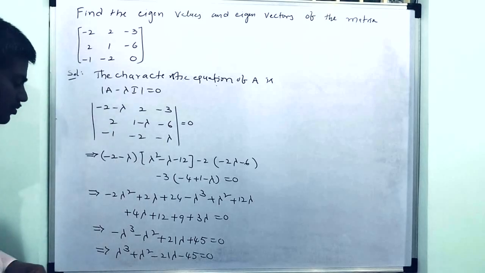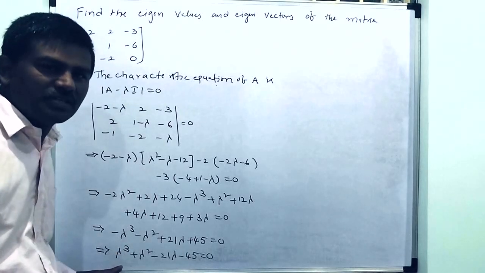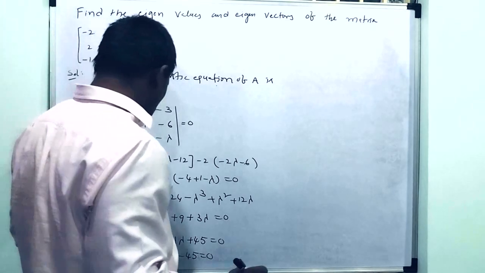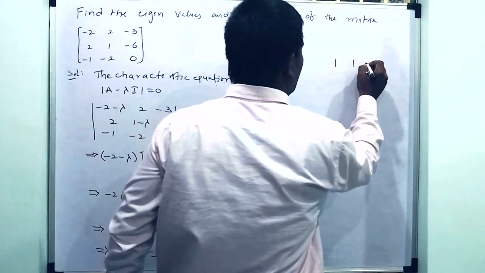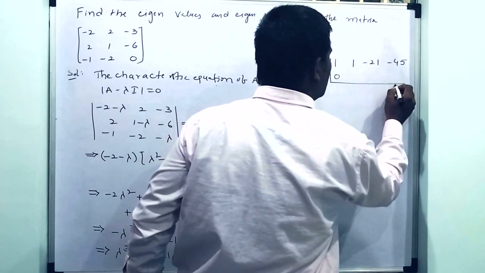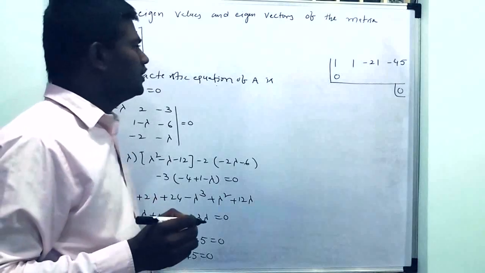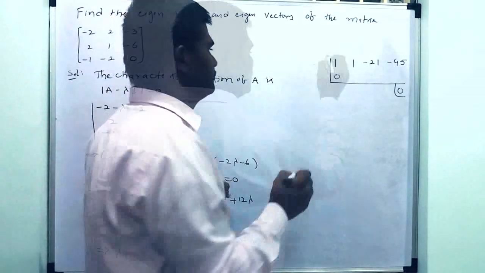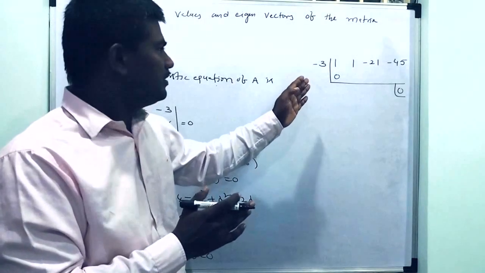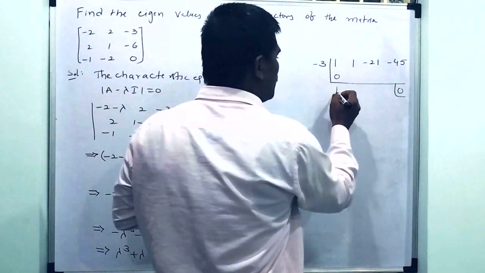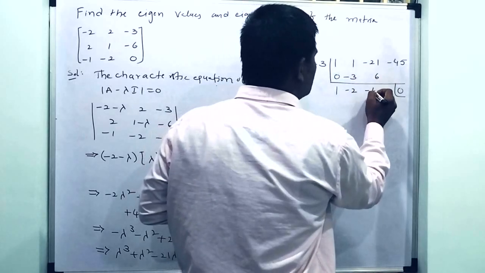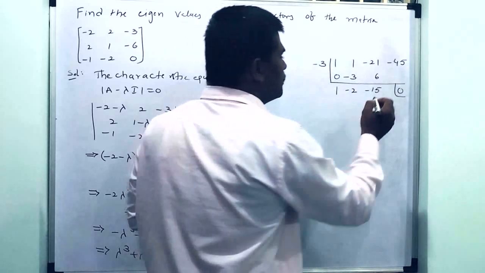equal to 0. To find the roots of this cubic equation, you need to go for the Horner's method or synthetic division, which is 1, 1, minus 21, and minus 45. You need to put 0 here and you need to obtain 0 as remainder. So let me start with -3. Actually you need to start with 1, 2, 3 likewise, but here I am directly taking -3. So 1 plus 0, 1, 1 into -3, -3 plus 1, -2, 6, which is -15, and 15 is 45 plus 1, which is 0.